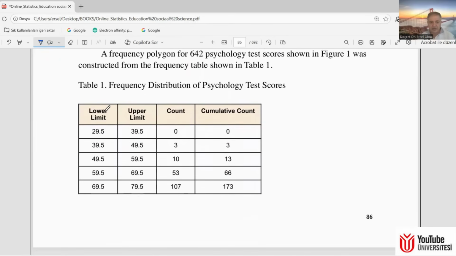As you see, that's the lower limit, upper limit, count, and cumulative count. When you have cumulative, it means you add the values up. 0 plus 3 will give you 3. So 3 plus 10 will give you 13. 13 plus 53 will give you 66. It goes like this. So that's the cumulative count.